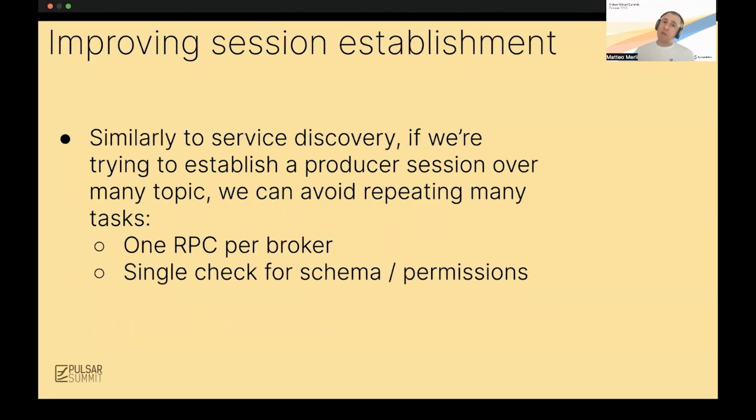And similar to service discovery, we can also rethink the session establishment. By session establishment, I mean establishing a producer or a consumer session in the broker. In this case, if you're trying to create a producer over many topics, you're going to make many calls, and there are many redundant operations, such as checking the schema or checking the permissions and so on. Instead, we should be able to make one single RPC and have the broker do these operations once, and that again will reduce the CPU usage and the time to wait for all the sessions to be established.